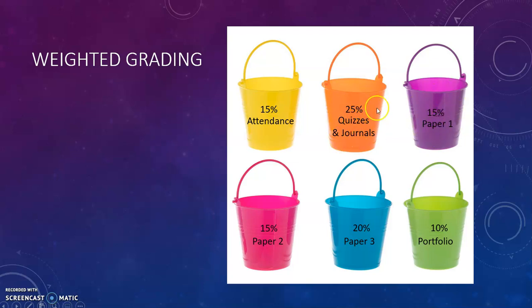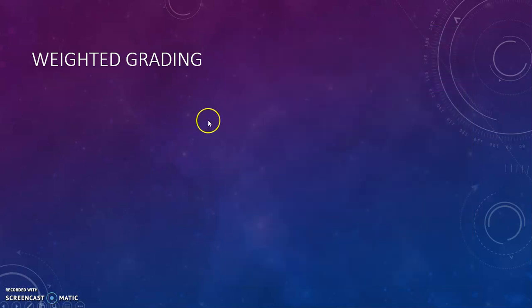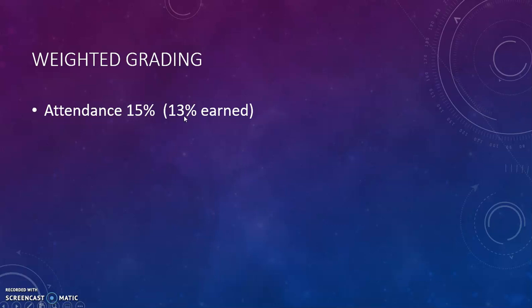But there may be a lot of quizzes and journals, and there's going to be a lot of stuff in attendance, but these other buckets may not have as many different things in them, although they do weigh the same amount. So at the end of the semester, let's say the student was there enough times where they earned 13%. Of the total of 15%, they showed up most of the days, so they earned 13%.